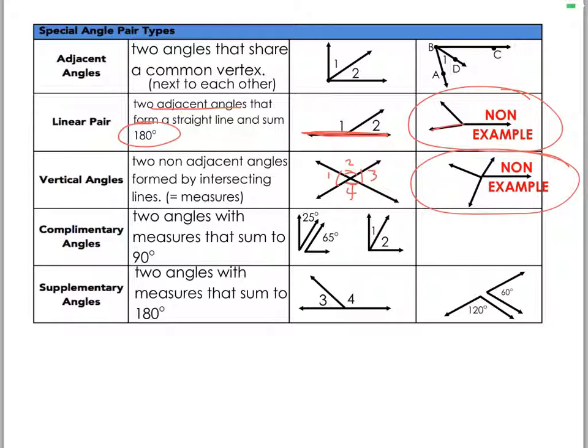Complementary angles are two angles with measures that sum to 90 degrees. So I can see that 25 and 65 will work, or angle 1 and 2 are a right angle. Supplementary angles are two angles with measures that sum to 180 degrees. So either angle 3 and 4 or over here with 120 and 60. Notice with complementary and supplementary, they do not have to be adjacent.